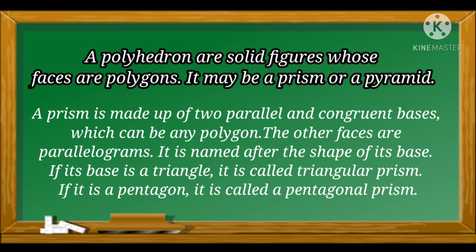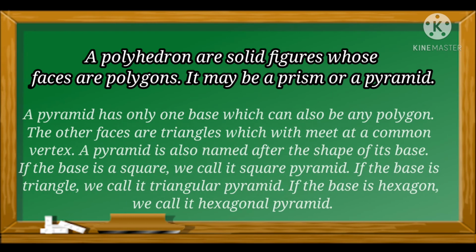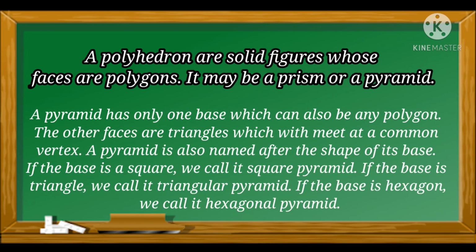If its base is a triangle, it is called a triangular prism. If it is a pentagon, it is called a pentagonal prism. A pyramid has only one base, which can also be a polygon. The other faces are triangles, which meet at a common vertex. A pyramid is also named after the shape of its base.